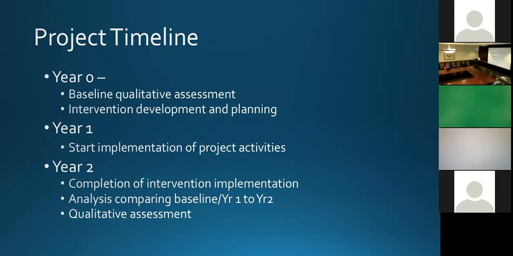So as I mentioned, this was a 3-year project, and I'm going to go through these years and how they relate to the various methods in a moment. But basically, year 0 was a baseline qualitative assessment, and then intervention development and planning. Year 1 was starting the implementation of the actual evidence-based practices. Year 2 was implementing more of those evidence-based practices, doing our quantitative assessment of vaccination uptake, and then a qualitative assessment of what it was like as a practice in the trial.